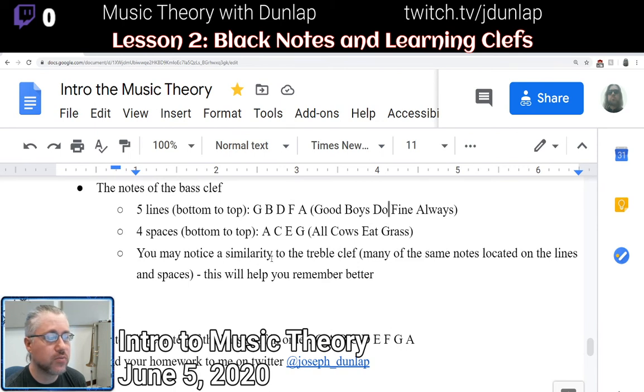You may notice a similarity to the treble clef, meaning that many of the same notes are located on the lines and spaces. G, B, D, F are on lines in both the bass and treble clef. Now there are space G's, space B's, space D's, space F's, such as the F that begins the spaces on the treble clef, but inside the actual staffs, there are certain notes that you can expect to be lines and certain notes you can expect to be spaces, such as this ACE here was part of FACE on the treble clef.